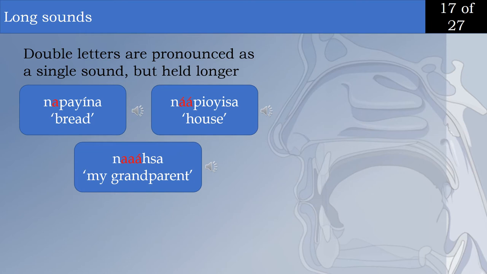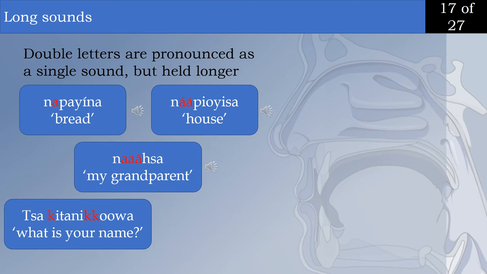Blackfoot also has long consonants, not just long vowels. You can compare the single K in this question to the double K that follows it. That double K sounds very similar to a glottal stop. Effectively, you're holding the K sound just a little bit longer before you release it.